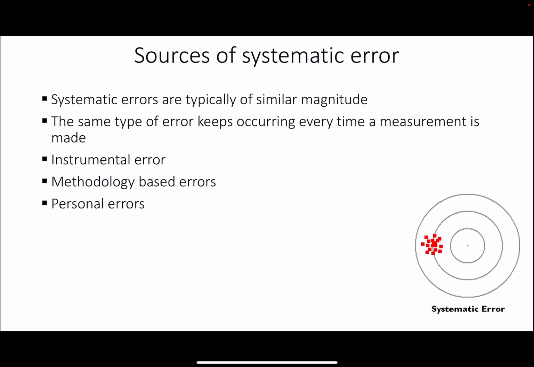In terms of sources of systematic error, systematic errors typically are of a similar magnitude, which is why they don't impact your precision. It keeps happening over and over again. And this can be due to instrumental error, a method-based error, or a personal error. For example, if you don't tare the balance prior to making a measurement, or if you have a pipette that is calibrated wrong, or you make a standard curve from the wrong concentration stock, so everything's off by a set amount. That's what leads to systematic errors.